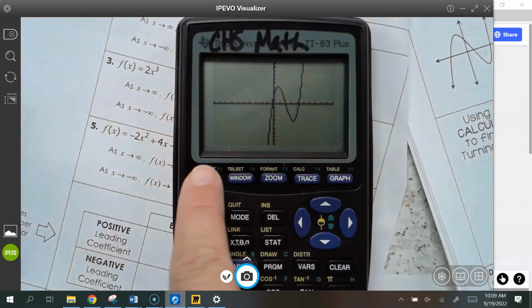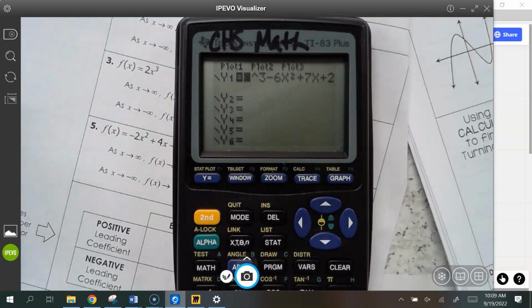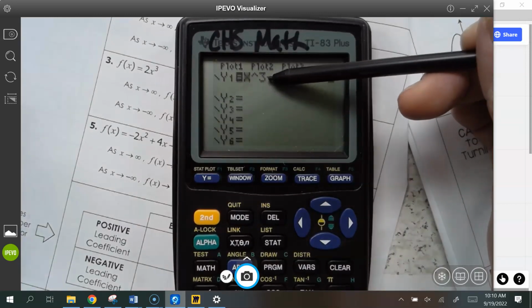Okay, Emma, y equals, are any of these highlighted in black up here on your calculator? Hit quit and hit y equals. None of those are highlighted black. Did you input this correctly? You used minus and not negative here.